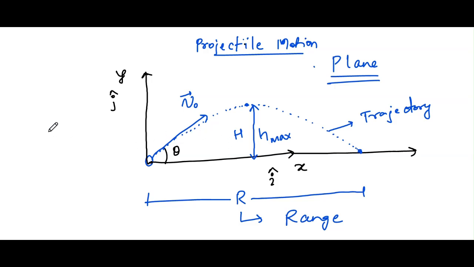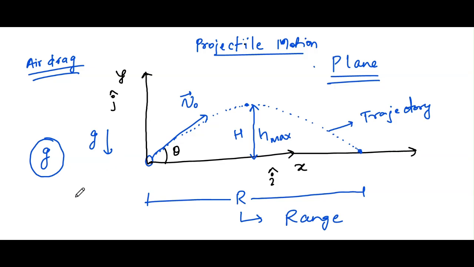And here there is one more thing. This body is under the influence of acceleration due to gravity only. The only acceleration this body is facing is acceleration due to gravity. We are neglecting air drag or any other force causing some acceleration to the body. We are including only acceleration due to gravity, which is always vertically downward. That is, if we want to write acceleration due to gravity with its unit vector, this should be minus j cap, because vertically upward we are taking unit vector to be j cap. So vertically downward it should be minus j cap.